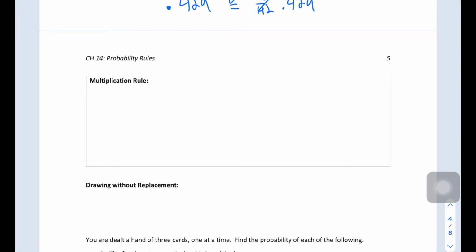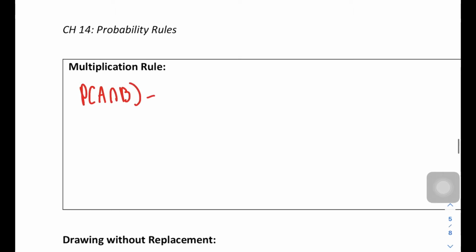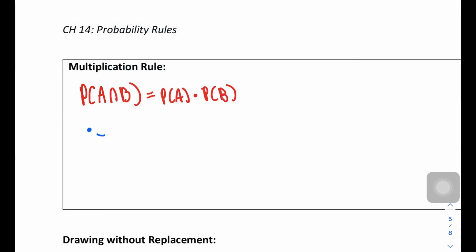We're going to finish up pages 5 and 6 on the chapter 14 notes. We're dealing with the multiplication rule here, but let's do a little recap of what it is. If you remember, the multiplication rule is when we have two independent events, and the probability of both of them happening, both A and B, remember that's the intersection, we can just take the probability of A and multiply it by the probability of B.